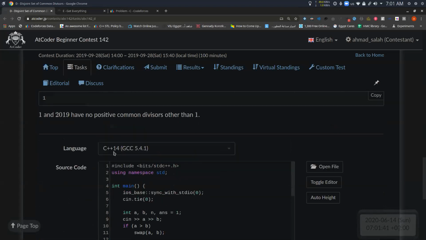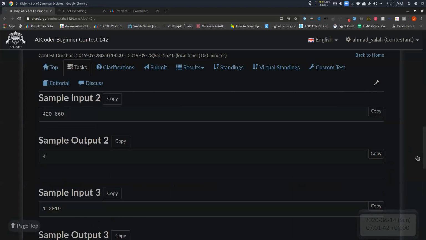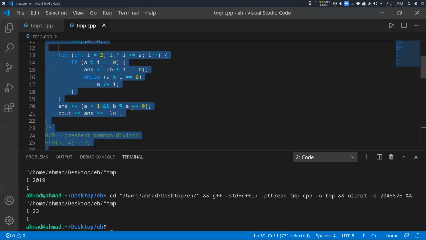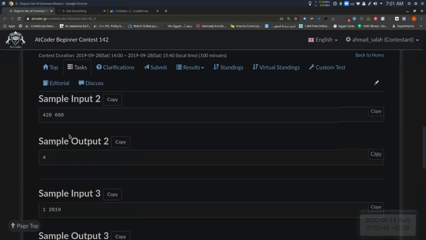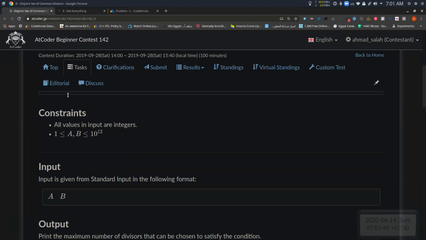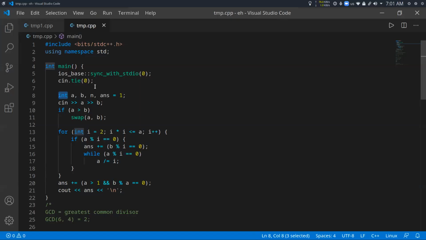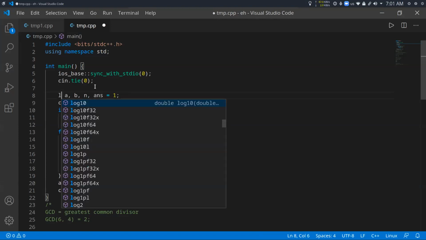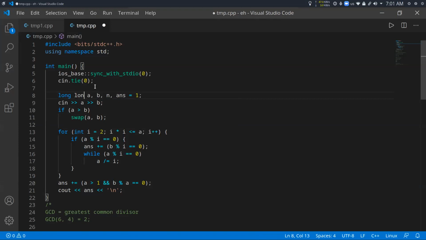Actually, there is one thing before submitting that would get us wrong answer. Here A and B are up to 10 power 12, right? So integer will not fit, because integer will fit only about 2 times 10 power 9. So make it long. And here there is no n. And here the answer is integer. It cannot reach long.